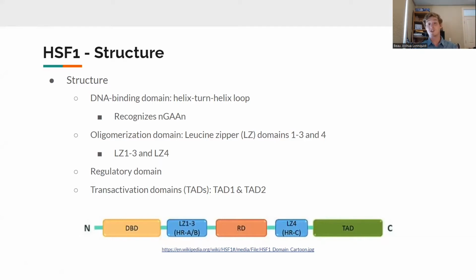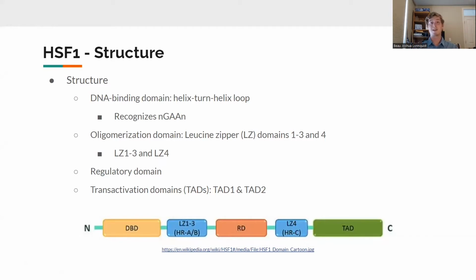The oligomerization domains are up next, and they're a little bit downstream. There's actually two of them, both of the form leucine zipper. One is found in between the DNA binding domain and the regulatory domain, and the second one is in between the regulatory domain and the transactivation domains.